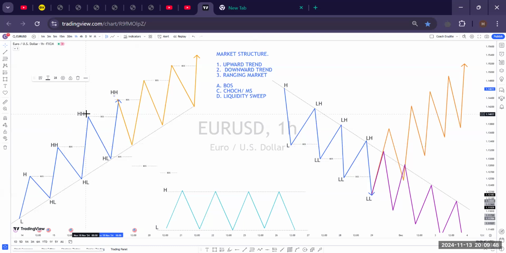Then we have a new high, right? And now price came down to create another low. And after the correctional phase, price breaks this higher high, then we have what we call a break of structure. Then we have a new higher high. Now, let's stop at that.